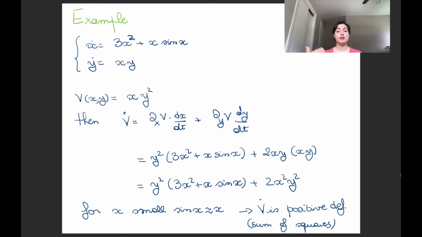And we notice that v dot is positive definite because all the terms in v dot are a sum of squares. So that's great. We have found a Lyapunov function that gives us v dot that is positive definite. If we can prove that v is negative definite, we know that 0, 0 is a stable critical point. If we prove that v is not negative definite, then we know that 0, 0 is asymptotically unstable.